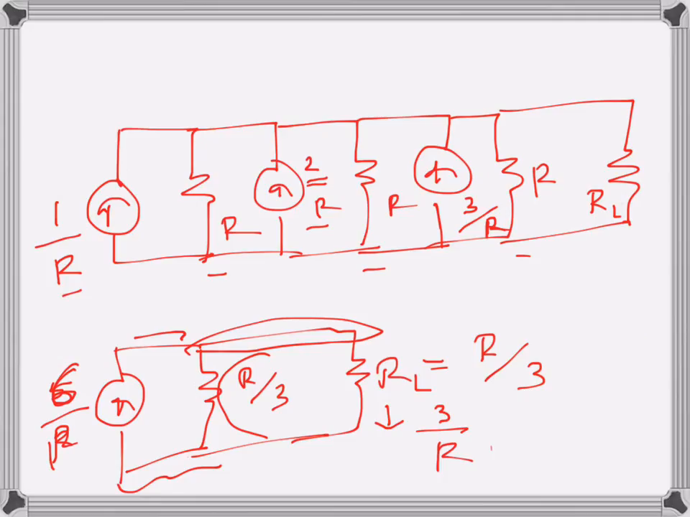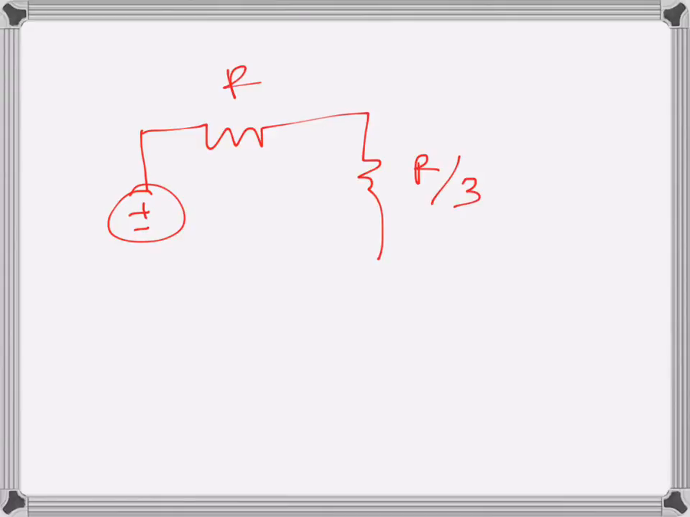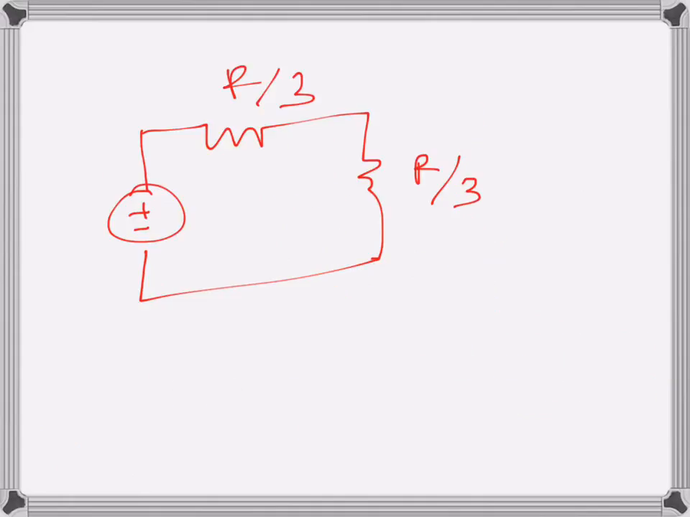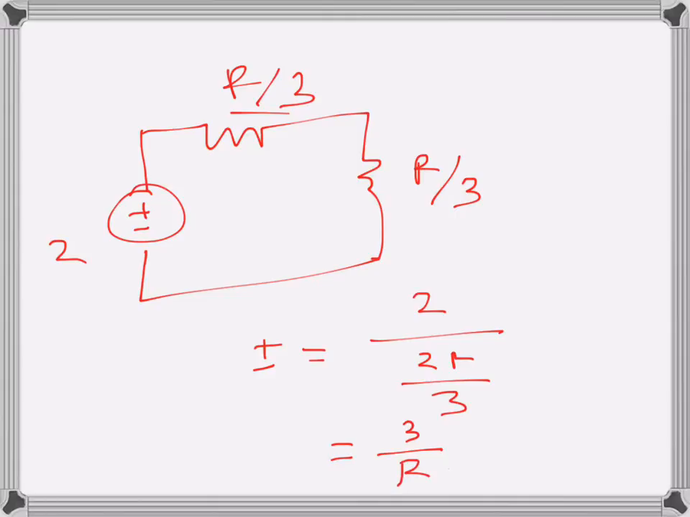Now I will do the same problem by converting into a voltage source and a series resistance. So like that. Of course the value of the resistance will be the same, and the value of the source will be 6 over R times R over 3, which will be 2. So 2 here. Now let's find the current, which will be the voltage divided by the sum of the resistances since they are in series. That will be 2 over 2R over 3, which is actually 3 over R. So we are getting basically the same current.